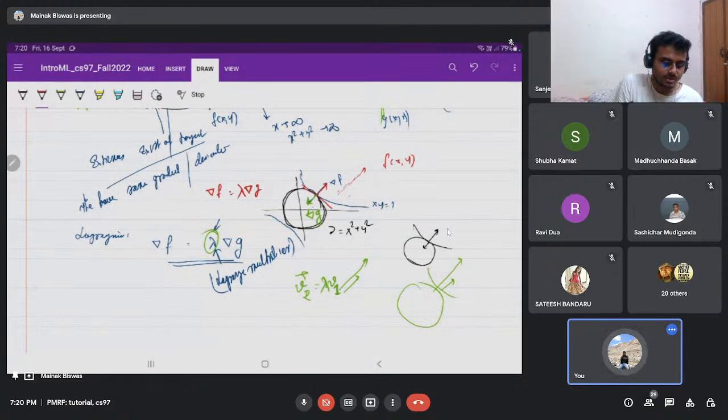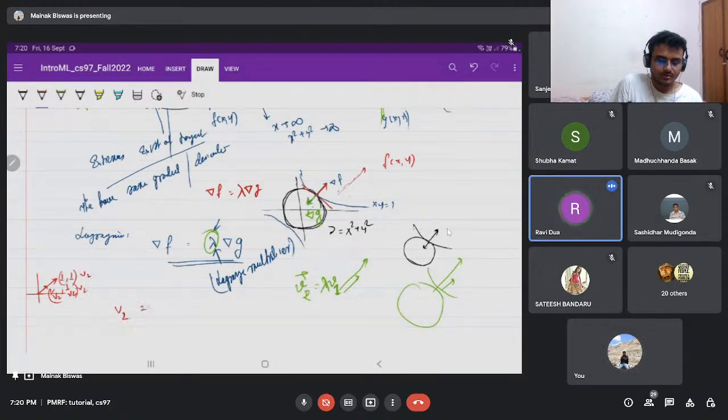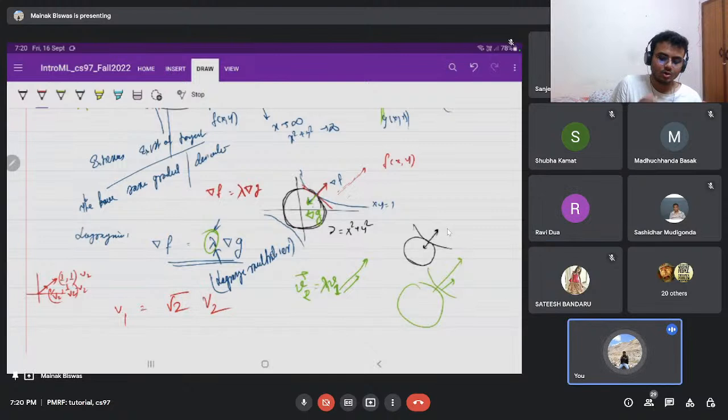So I'll give you an example. So (1, 1) is this vector. And this is, say, (1 by root 2, 1 by root 2). So how can you make v2 equal to v1? v1 is equal to root 2 into v2, right? So you multiply root 2 with the scalars with these numbers, you get (1, 1). Correct. So that's what you're doing here.